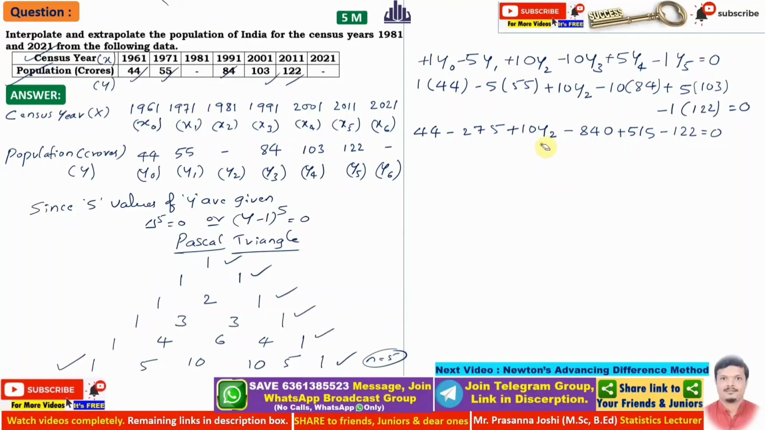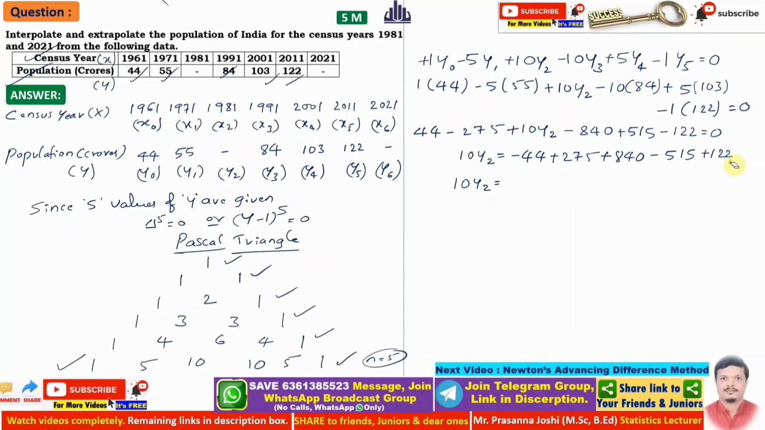So this 10y2 we want to have. So 10y2 we shall keep as it is here on the left hand side and send all the remaining values towards the right hand side. Therefore 10y2 is equal to, perform this calculation in the calculator, better go with the plus values first and then minus, so that you can get exact answers. Otherwise, sometimes with this minus you will go wrong in the calculator. Plus 275 minus 44 plus 840 minus 515 plus 122, 678.